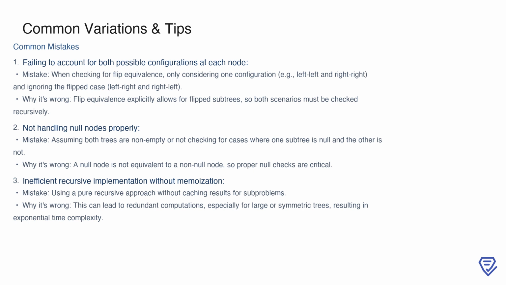Another common mistake is not handling null nodes properly. This happens when you assume both trees are non-empty or forget to check cases where one subtree is null while the other is not. Remember, a null node cannot be equivalent to a non-null node, so you must include explicit null checks in your logic. Lastly, inefficient recursive implementations without memoization can cause performance issues. Recursion without caching results may lead to repeated computations for the same sub-problems, especially in larger or more symmetric trees, resulting in exponential time complexity. Addressing these pitfalls is key to building a robust solution.